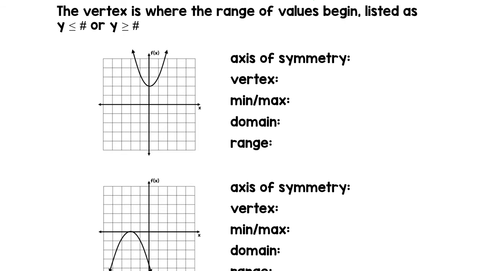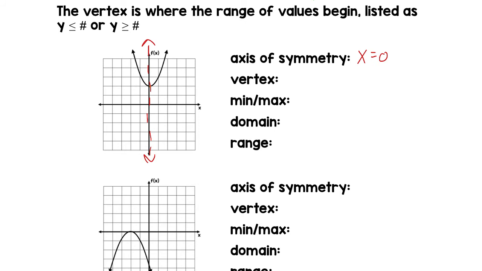So let's put together all the things we know and give this graph some details. First, the axis of symmetry. Looks like it's right here on the y-axis. That means it's going to be x equals 0. Axis of symmetry is always an equation. Always, always. It'll be x equals something.